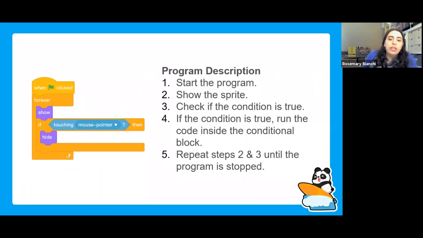It's very important when working with conditional statements that you get in the practice of reading your program with your learners. So remember, I've said it multiple times in previous lessons to read what the program says. It's a very good skill to develop. So in this program, when the green flag is clicked, or when the program starts, show the sprite, check if the condition is true. If the condition is true, or if the sprite is touching the mouse pointer, then run the code inside the conditional block. Repeat steps 2 and 3 until the program is stopped, because it is a forever repeat block, so it will repeat forever. It will show and it will hide when you touch the mouse pointer.